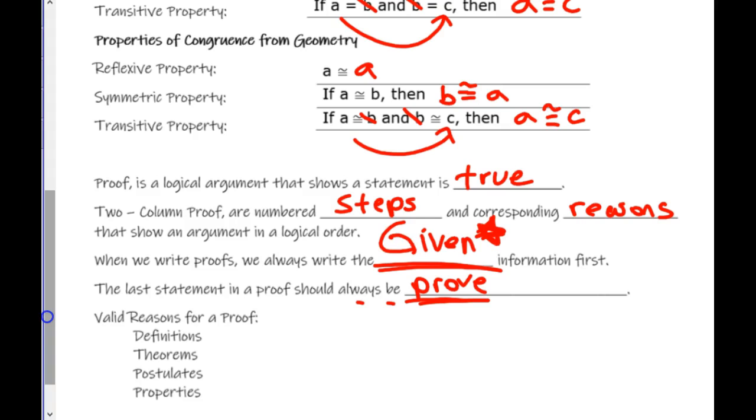And what do we use to do proofs? Definitions, theorems, postulates, and properties. These are all kind of the same thing. A definition defines something. A theorem is something that we conclude. A postulate is another thing we conclude. Properties are things that are true about something. So these are just things we know that we're going to use step by step.